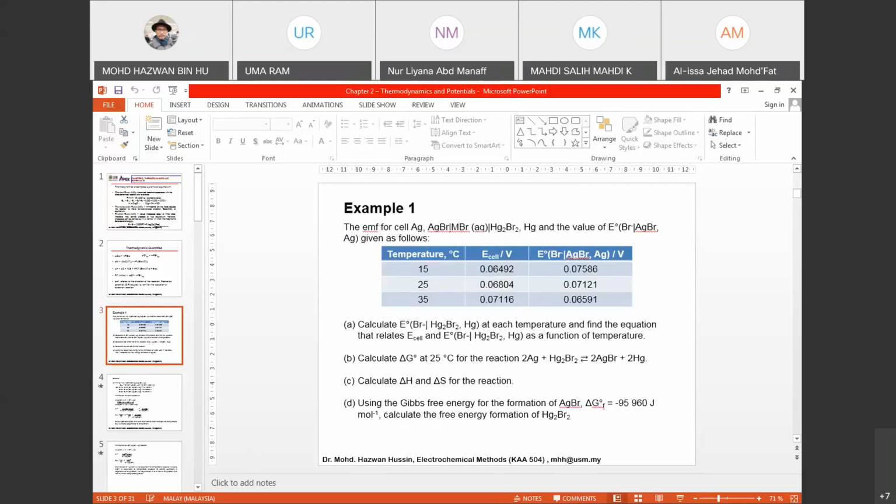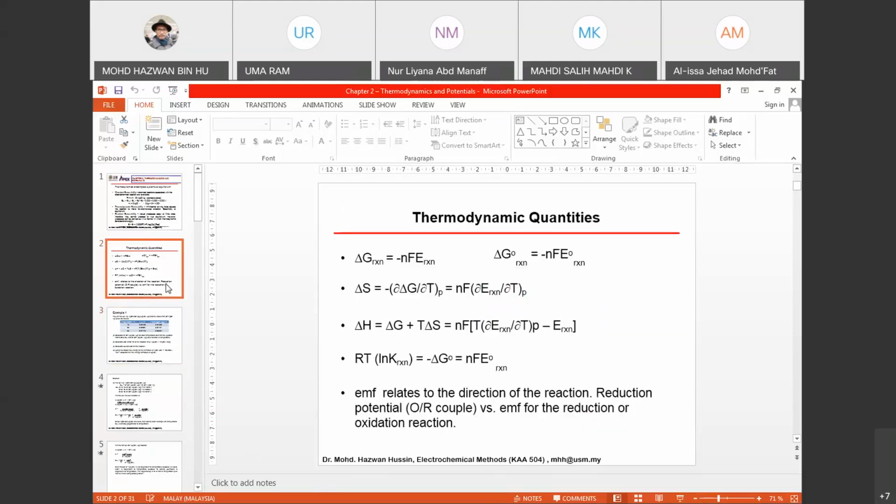Yes, Mahdi, anything? What's the difference between delta G and delta G naught? Delta G and delta G naught, the same thing. I think delta G naught is undergone in the standard condition: 1 atm pressure, temperature 25 degrees Celsius, concentration equals to 1 molar. But just a normal delta G without the naught is not in the standard condition, which means the pressure is not 1 atm, temperature is not 25 degrees, and concentration is not 1 molar.